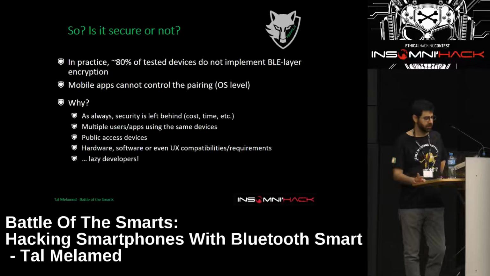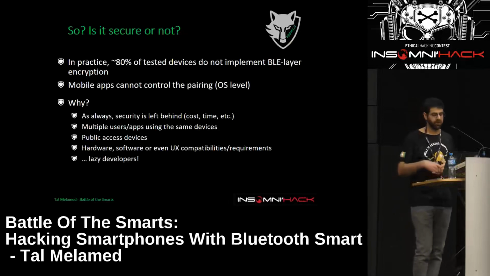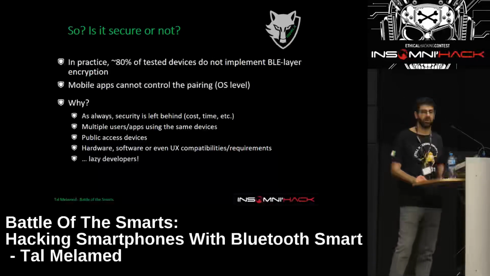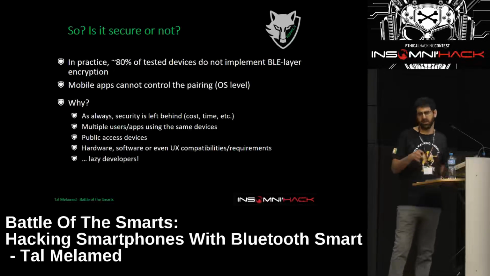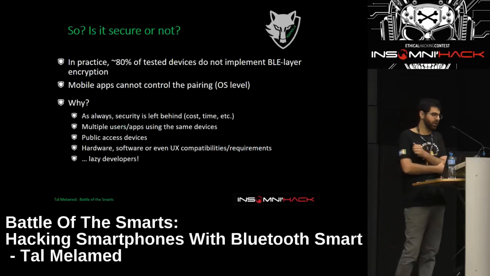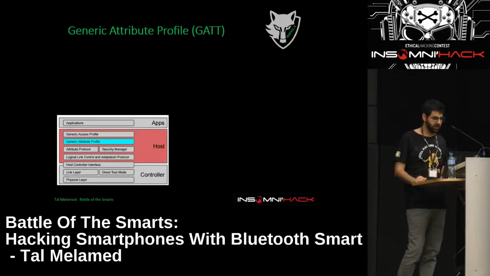But there are other reasons as well. One of them is that sometimes there are different users or different apps that need to communicate with the device. Sometimes the devices are public, some terminals, let's say a cashier or something of the kind. And of course, sometimes security doesn't come hand in hand with the requirements or the capabilities. But mostly it's lazy developers. So security in IoT is like everywhere else, not always implemented.